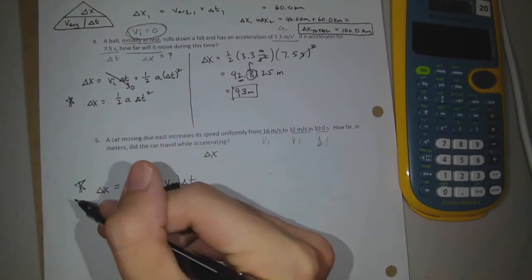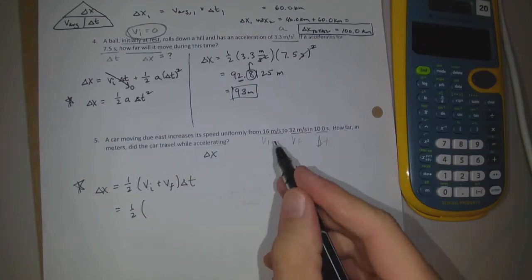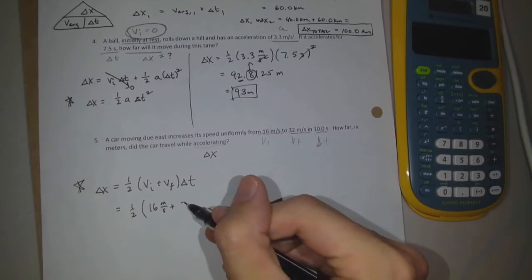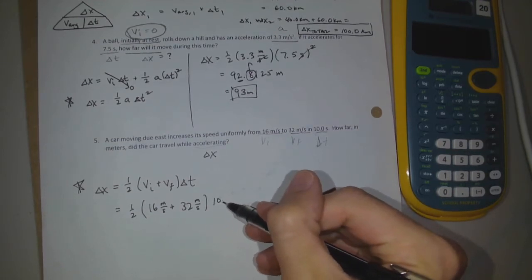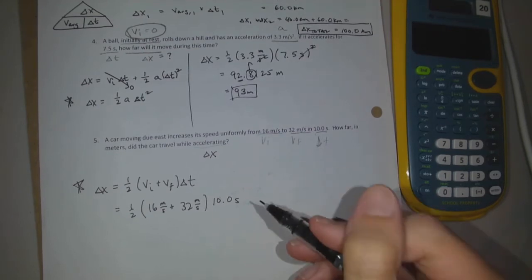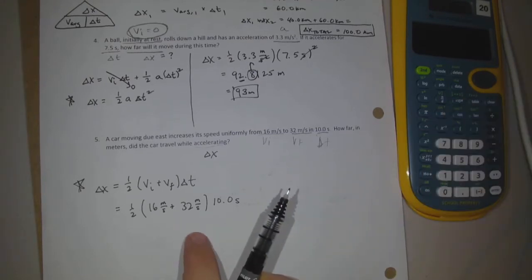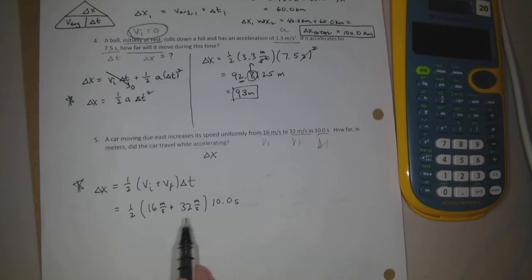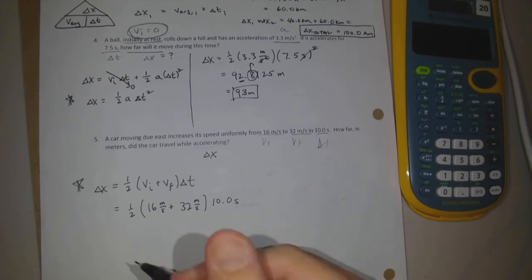Okay, so this is your good starting spot. Delta x equals 1/2 initial velocity plus final velocity times the time that passes. Okay, this could get a little bit tricky in your calculator. I know that a lot of students forget to put in parentheses, and if there's addition and multiplication, it can get a little bit messy. So I will do it step by step and then verify it.